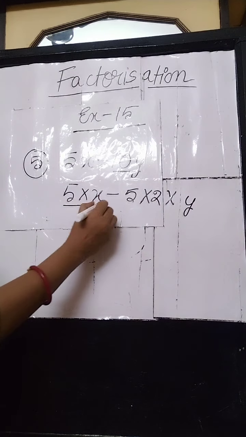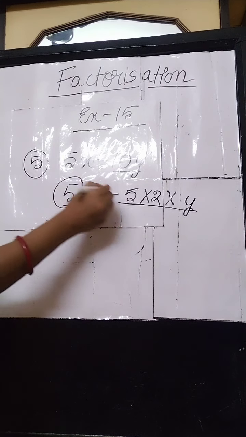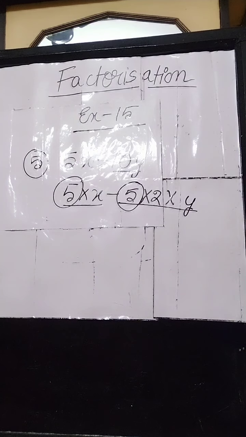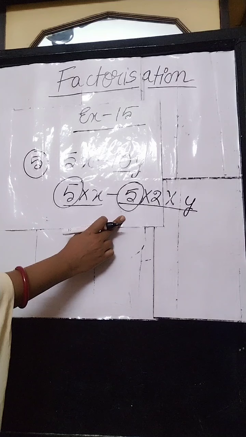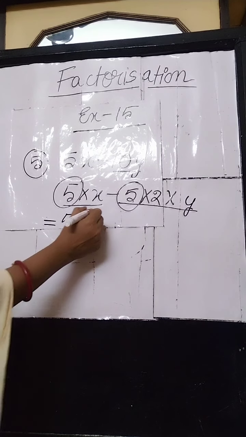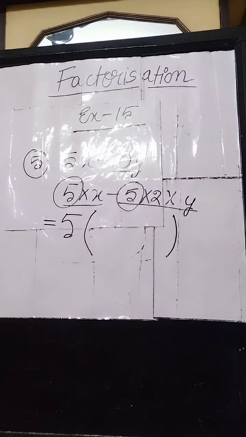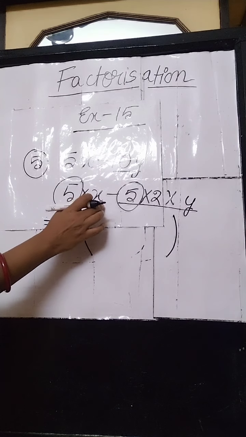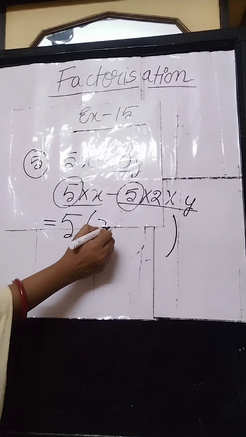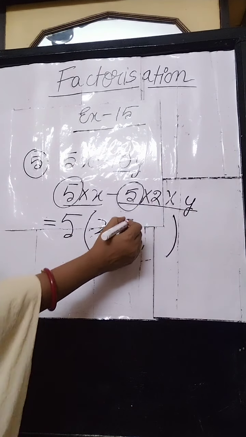Here we can see from the two terms what is common. The number 5 is common. The factor 5 is present in both the terms. That's why we will keep 5 aside and then keep a bracket. Why are we doing this? Because 5 is a common factor. And then what is remaining in the terms? In the first term the remaining is x, and in the second term the remaining is 2 into y, that is 2y.